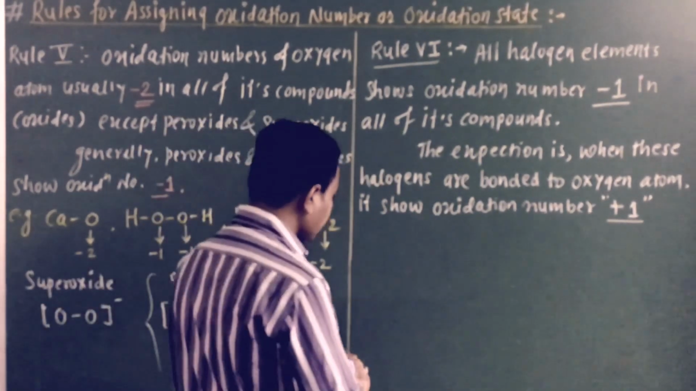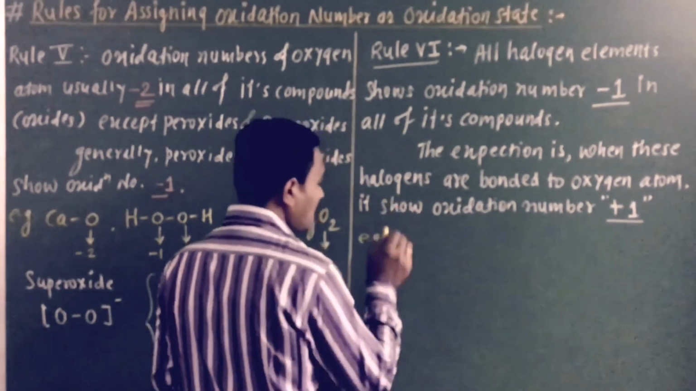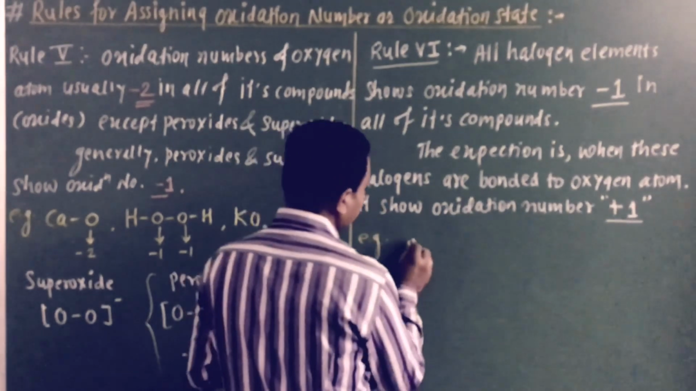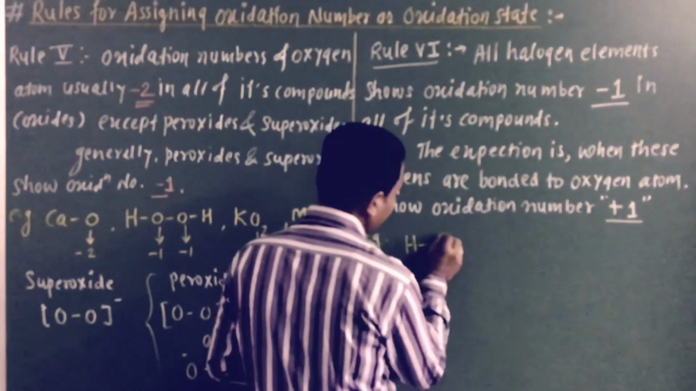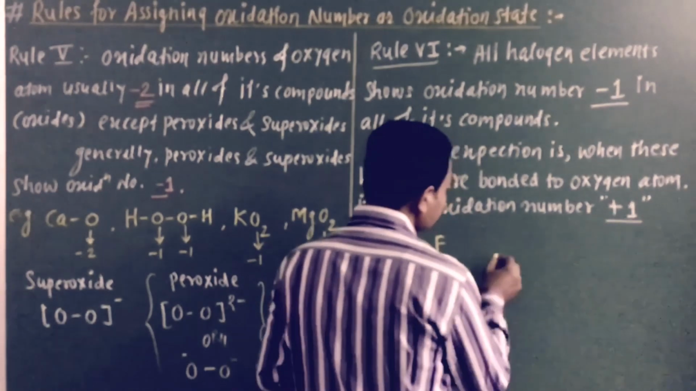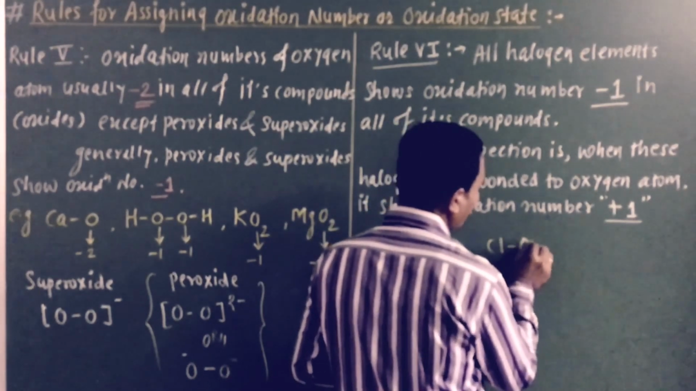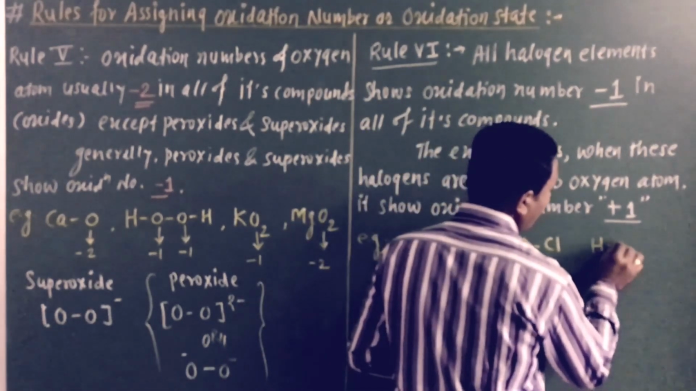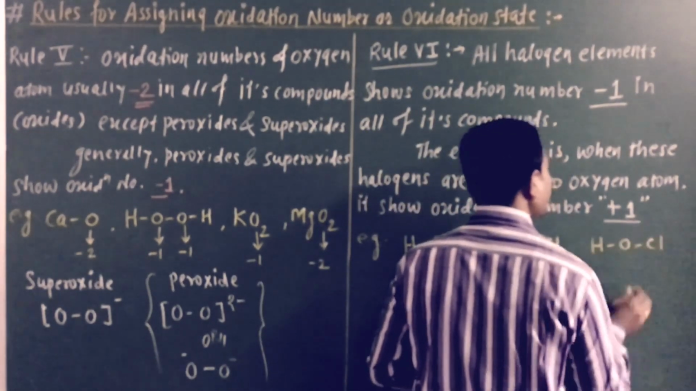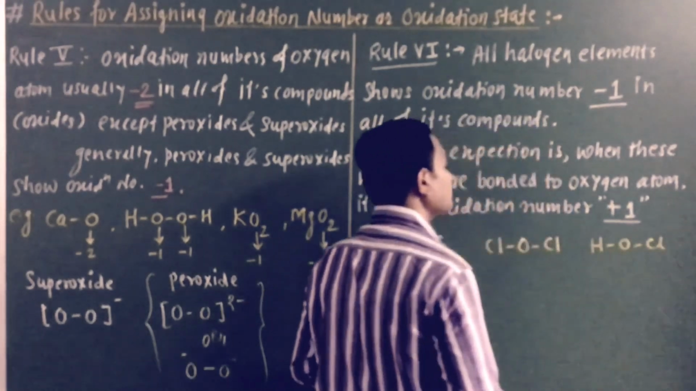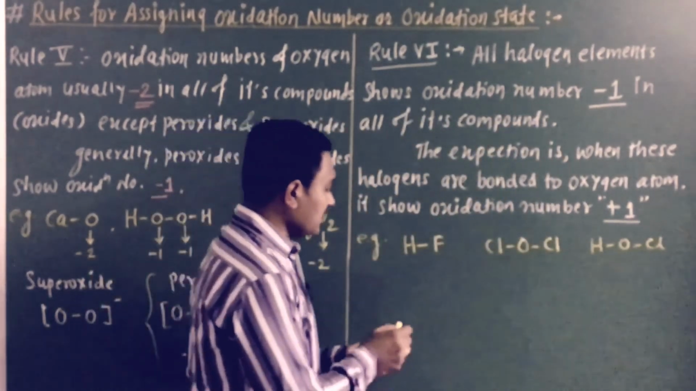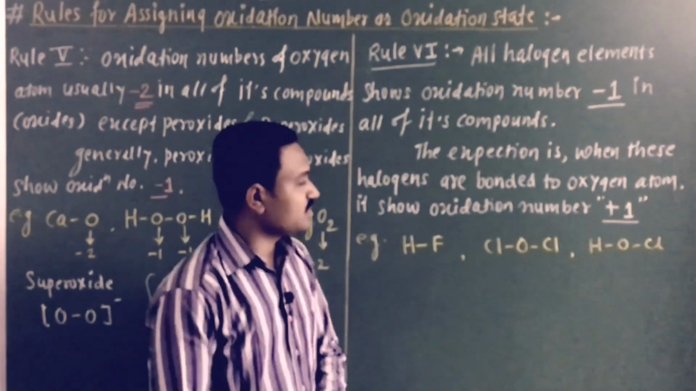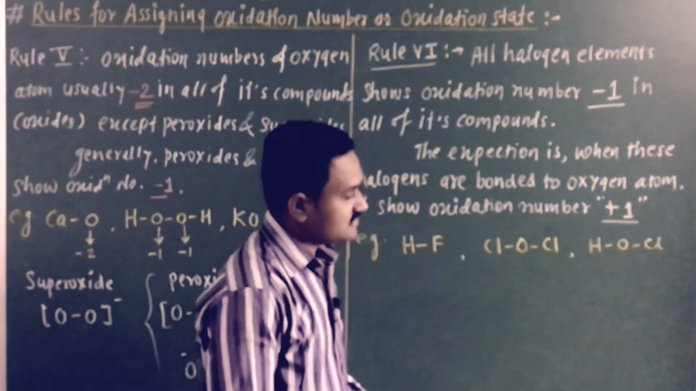Now let us consider the example for this one. For example, a very simple one, that is HF, okay, then the next example, Cl2O, okay, and the next one OCl-, okay, HOCl. So these are the examples. Let us find out the oxidation number for the halogen atoms. You can take KBr, so many other examples also.